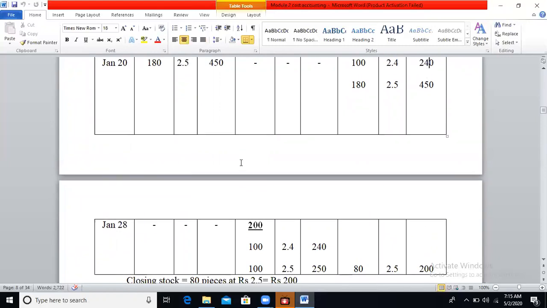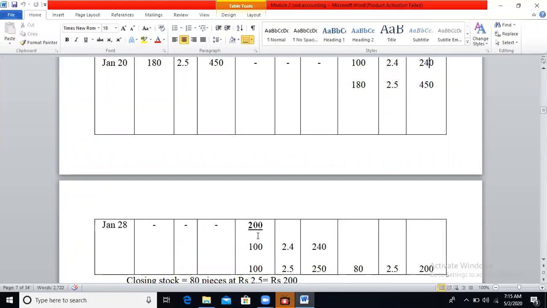See, January 28th, we are issuing 200 pieces to the production department. How will you issue 200 units? First, you have to consider the balance column. In the balance column, what are the units prevailing first? So 100 units we are having. That should be issued first. 100 units at rupees 2.4. The value will be 240.